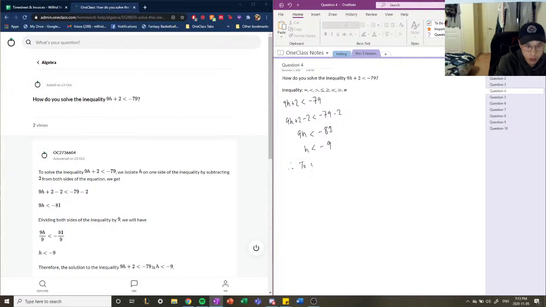to solve the inequality. h always has to be less than negative 9.